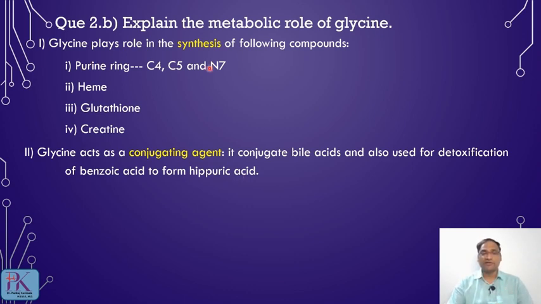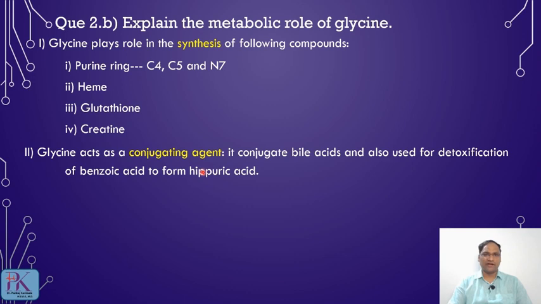You must have read purine ring synthesis, heme synthesis, then the biologically important peptide glutathione. What are the amino acids contained in glutathione? You must have read about creatine also. Which amino acids are required for creatine synthesis? Here you just have to recall and collect to make it an answer. These are the compounds which are synthesized.